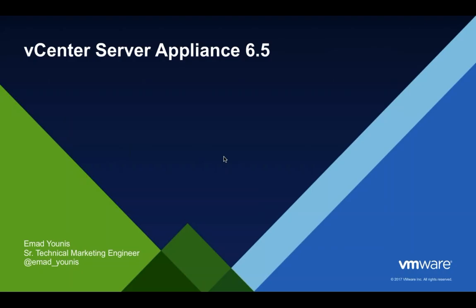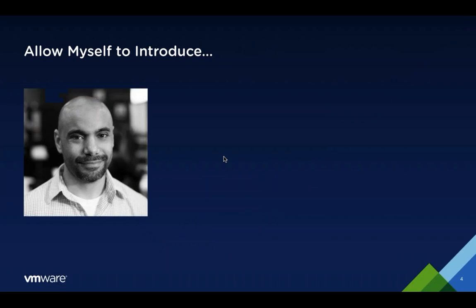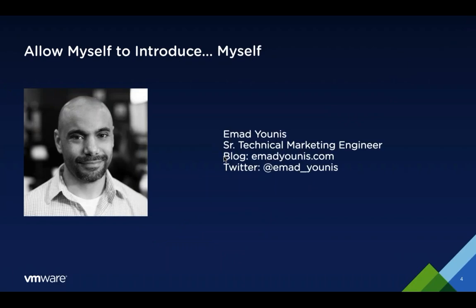All right, thanks, Adam. As Adam said, we're going to be covering the second side to the vCenter Server Appliance 6.5. Adam talked about a bunch of the new features last week, and I'm going to cover some more this week. Just a quick introduction. My name is Emad Younis. I'm a senior technical marketing engineer here at VMware. You can find me on Twitter at Emad_Younis. I blog at EmadYounis.com. My role here is I cover the vCenter Server Appliance and vCenter Server Migrations, so how to get from a Windows vCenter Server to the appliance.